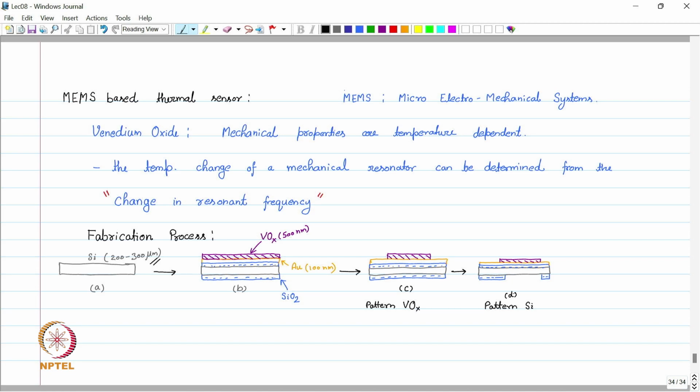So in step D, where we pattern this silicon, we pattern from the back side, and we pattern this silicon till here. So this silicon is also removed in this patterning of silicon. So this part of silicon also gets removed, and what we get as a final device is something like this.